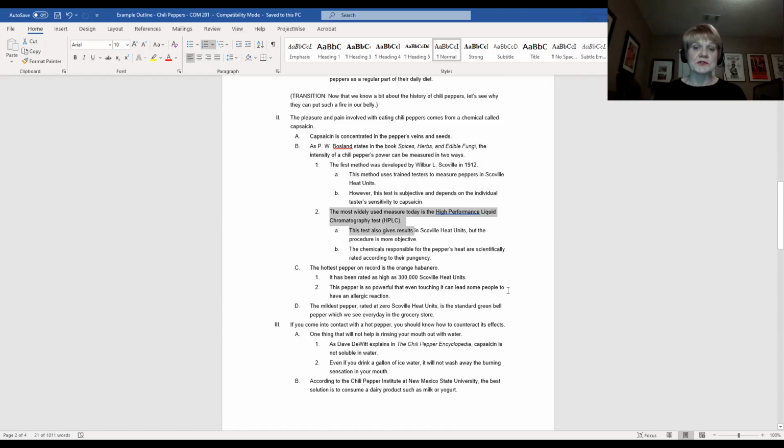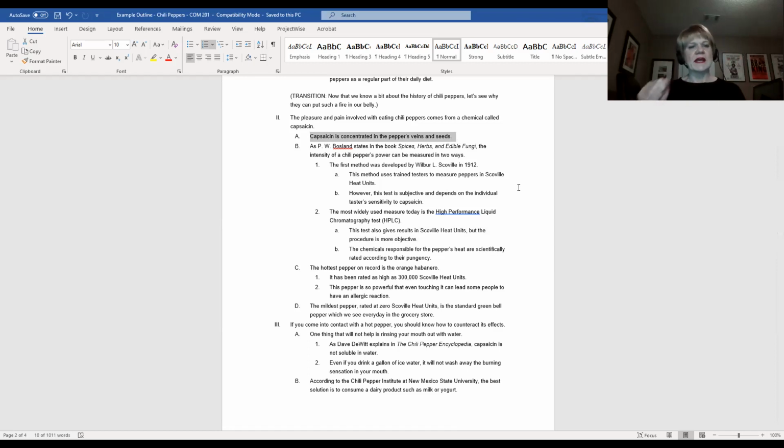The most widely used measure today is the high performance liquid chromatography test, or HPLC. This test also gives results in Scoville heat units, but the procedure is more objective. So depending upon how much detail you want to go into, you just keep going. Now, remember in Tuesday's class when we said you can't just have a letter A under your main point, one little sentence, and then just go on to your next main point. One sentence is not enough evidence or defense or information to share about a main point. You have to always have at least 2. So anytime you drop to a subpoint, you need to have 2 of those.